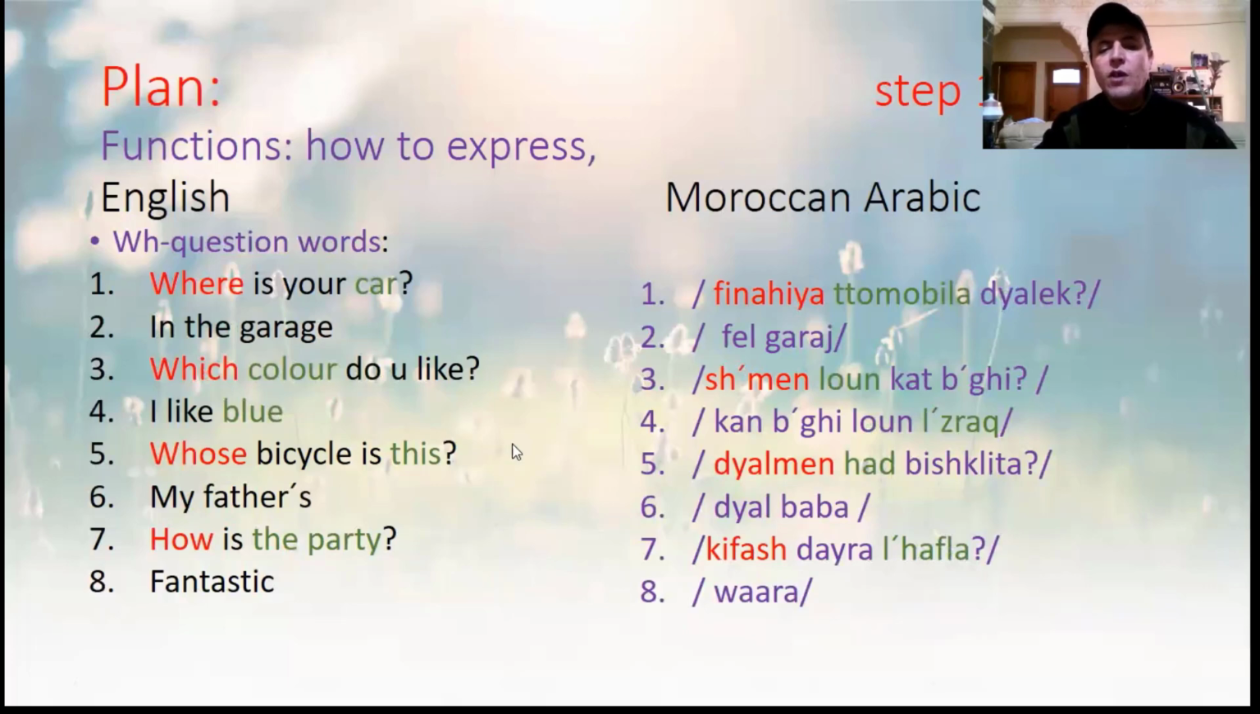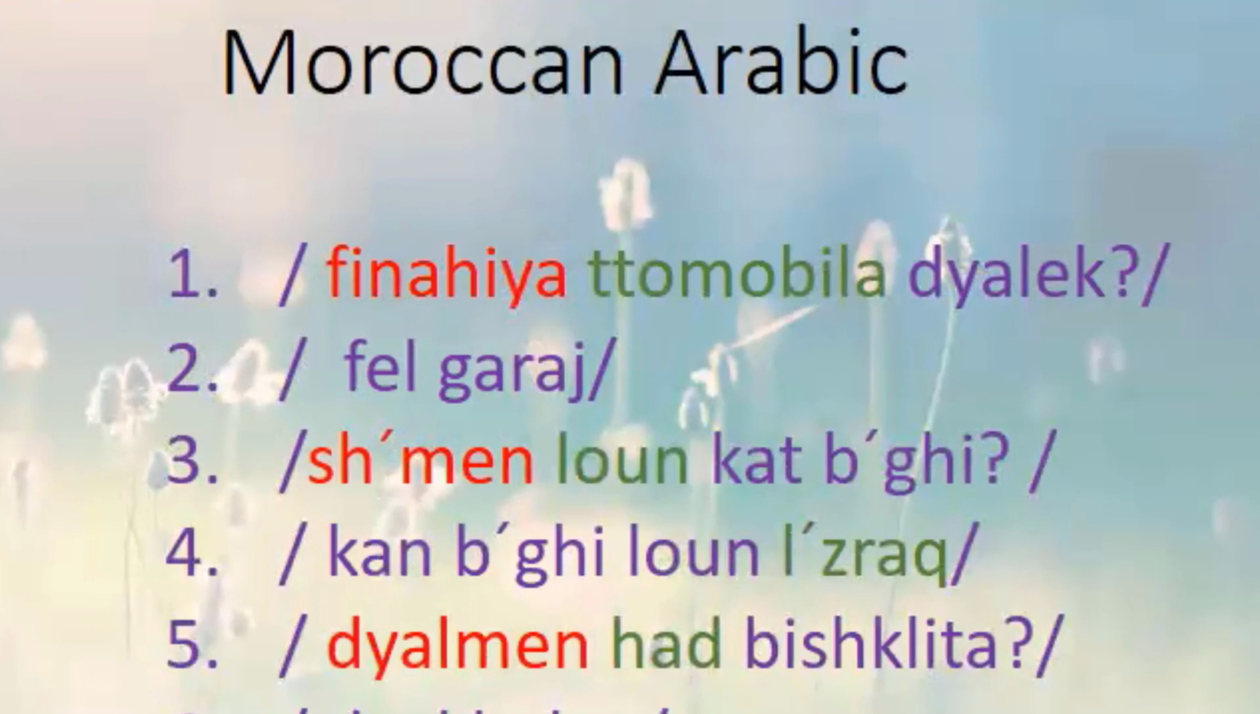Where is your car? فينا هي طوموبيلة ديالك. Note that car in Moroccan Arabic is feminine. طوموبيلة. It is feminine. That's why we say فينا هي. Okay, so where is your car? فينا هي طوموبيلة ديالك.